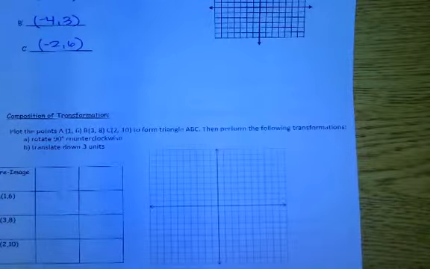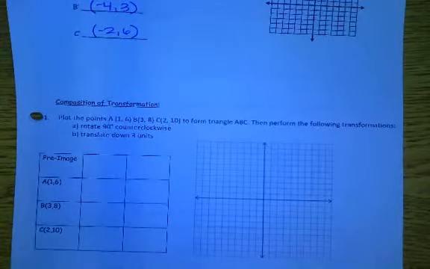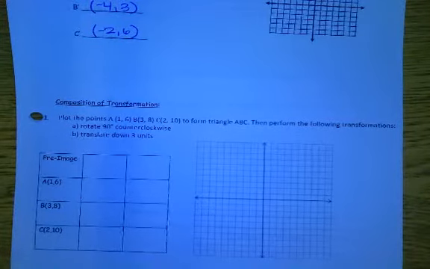Okay, so now we are looking at composition of transformations. A composition of transformations just means more than one is being applied. So maybe a rotation or a reflection, or a translation and rotation, or whatever. Okay, plot the points A (1, 6), B (3, 8), C (2, 10) to form triangle ABC.